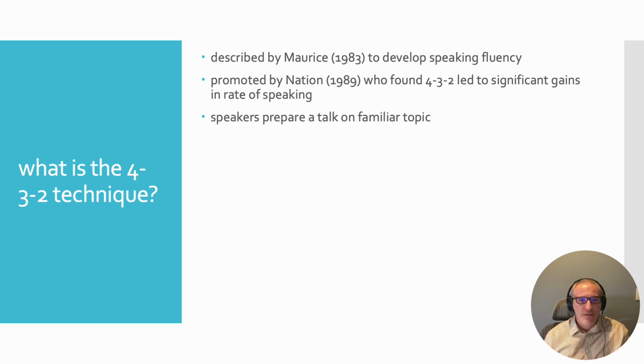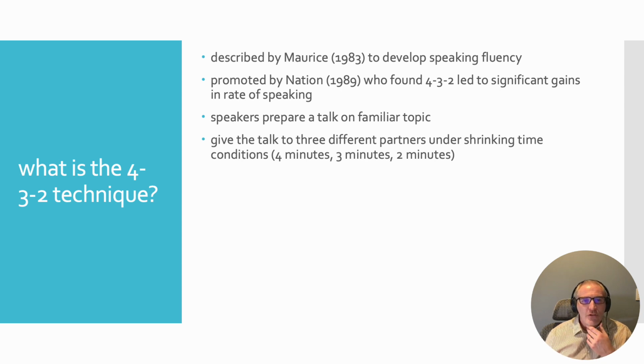How it works is that the speakers prepare a talk on a familiar topic, and they give the talk to 3 different partners under shrinking time conditions. Usually it's a 4-minute talk with one partner, where both partners talk for 4 minutes, then they change to talk to another partner, and again both students talk for 3 minutes. Then there's another change of partner, and the final one is a 2-minute talk.